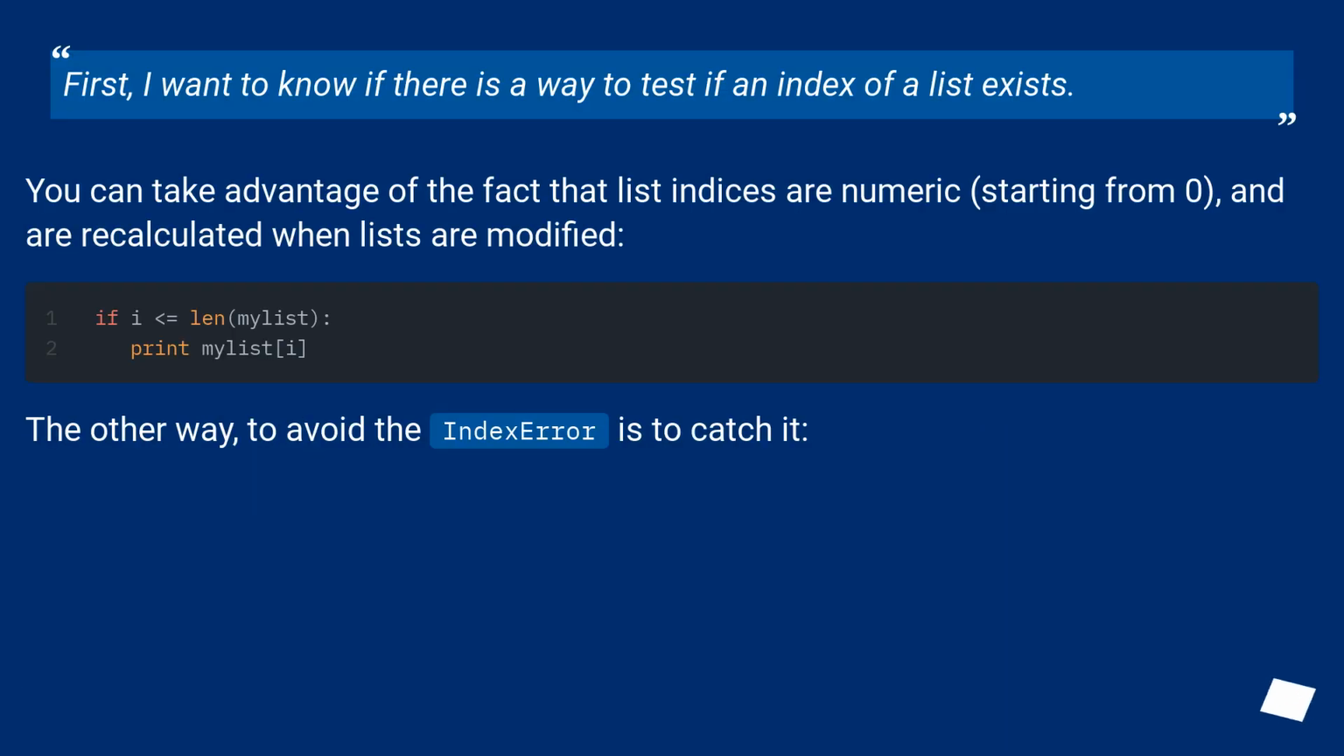First, I want to know if there is a way to test if an index of a list exists. You can take advantage of the fact that list indices are numeric, starting from 0, and are recalculated when lists are modified. The other way, to avoid the index error, is to catch it.